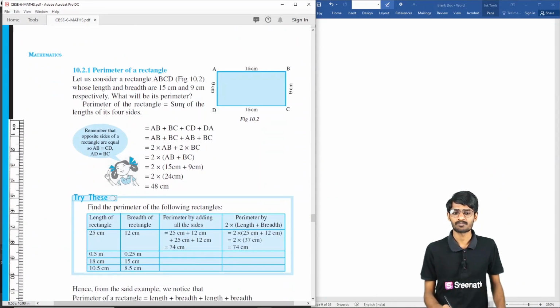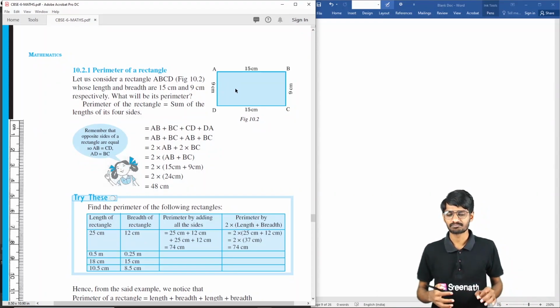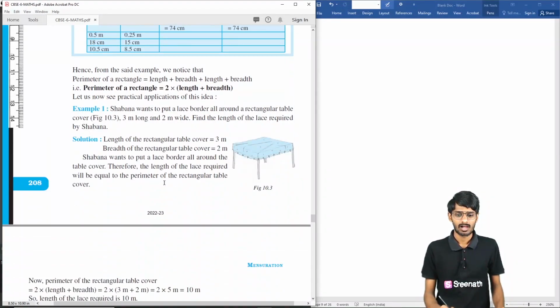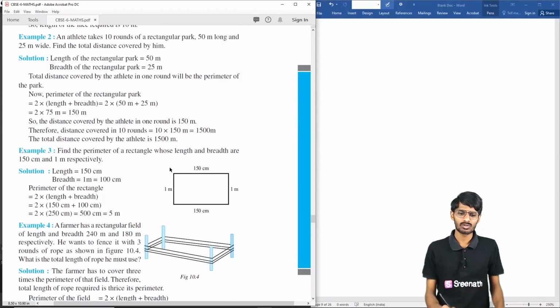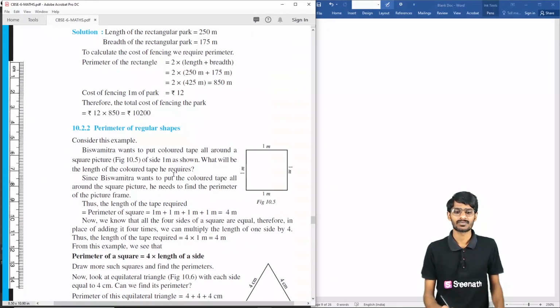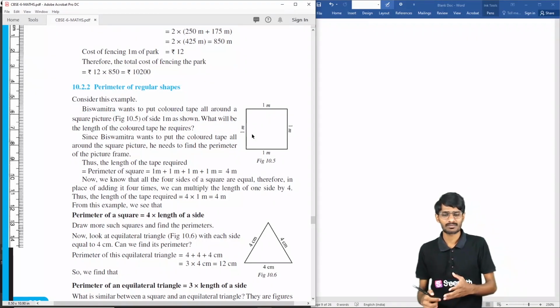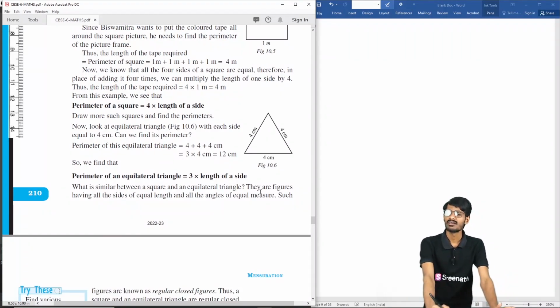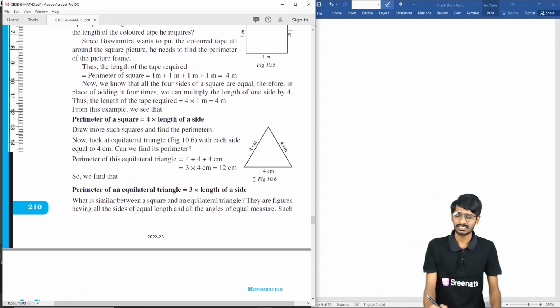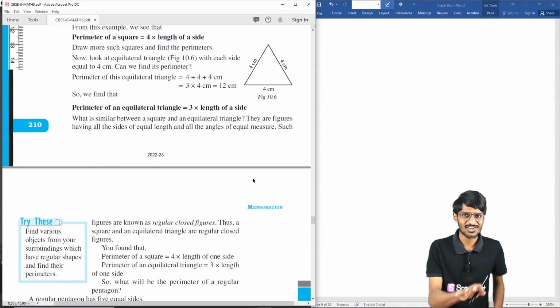And after that, for the rectangle shape, what is the perimeter of a rectangle? And we are going to solve some example problems. And there are some regular shapes like square and triangle. For these shapes, what is the perimeter? Is there any formula? Is there any shortcut to find them?